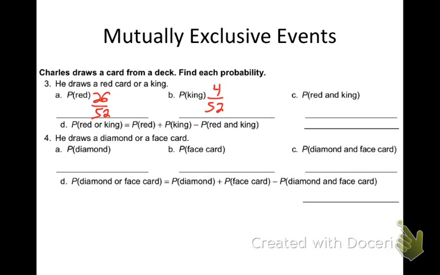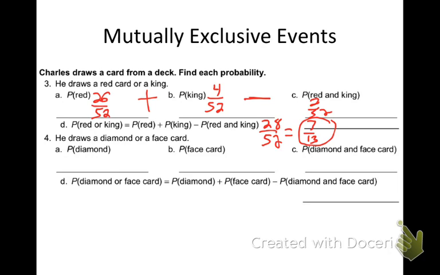Okay, how many red kings are there? 2. So I'm going to add the first 2 probabilities, and then I'm going to subtract the overlapping probabilities. So 26 plus 4 gets me 30, minus 2 is 28 out of 52, which simplifies to 7/13. So the probability of getting a red or a king is 7/13.